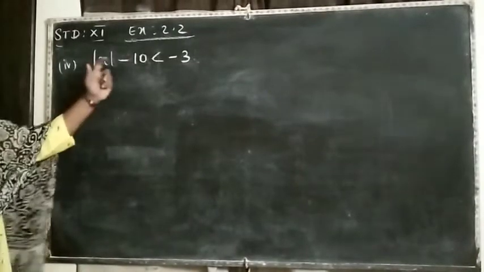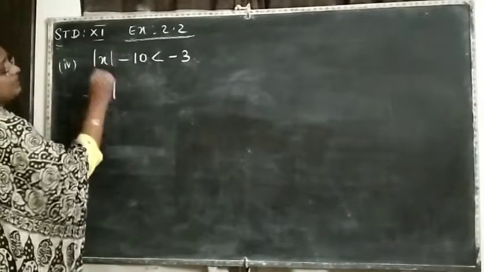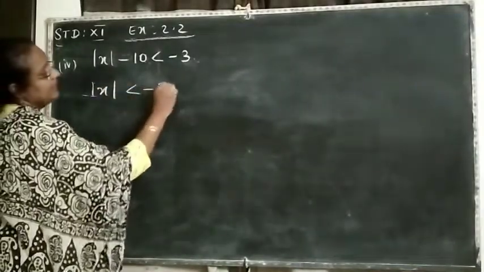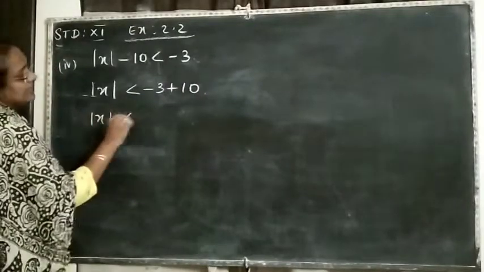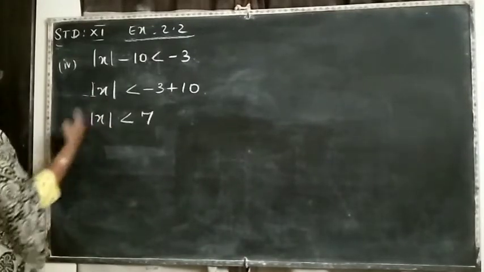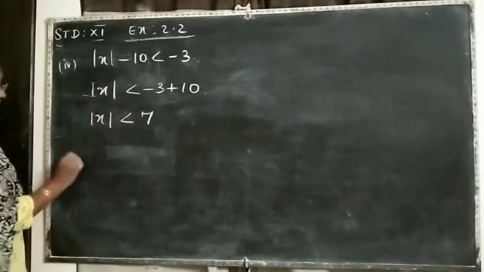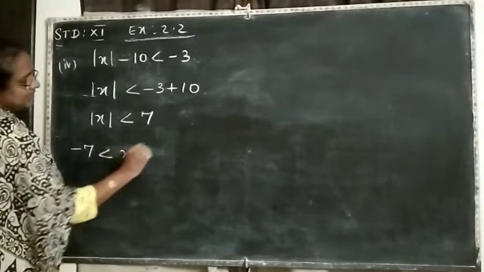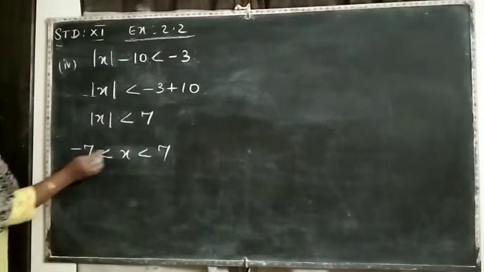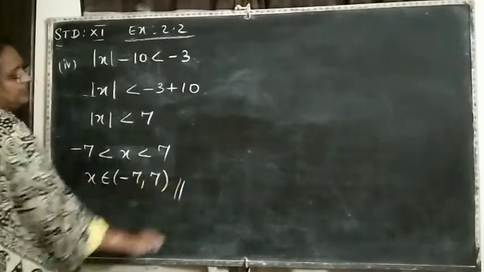Okay students, now look into this sum: modulus of x minus 10 is less than minus 3. Okay, so now the extra minus 10 is here, so I am pushing this minus 10 to that side. So this becomes modulus of x strictly less than minus 3 plus 10. Okay, modulus of x is less than 7. Now look into this. I have formed the expression where the property will be suitable. So now according to the second property, I can rewrite this as minus 7 less than x less than plus 7. Okay, so now I can conclude that x belongs to minus 7 comma plus 7. That's all.